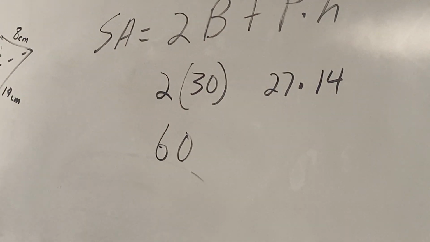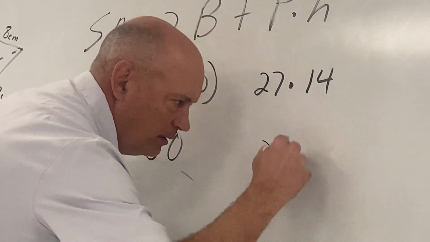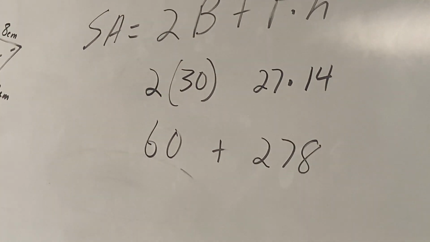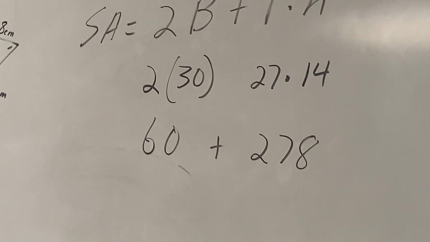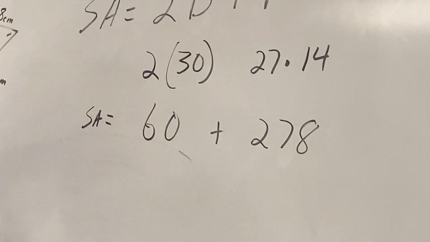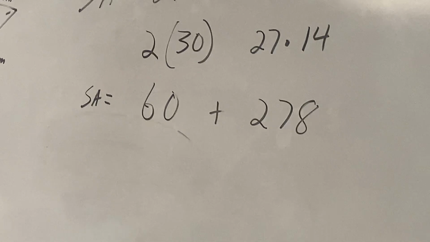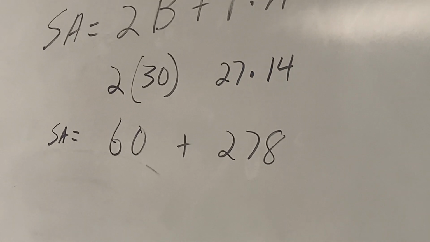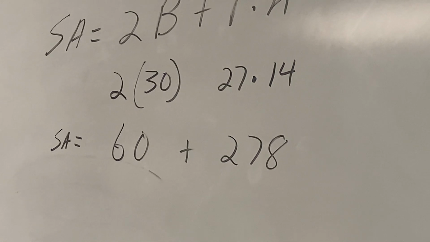378. You sure? I hope he's right. Now, what's 60 plus 278? You've got a calculator, use it. It's 378. No, that's way too big. That should be 378. Yeah, 27 times 14 is 378.